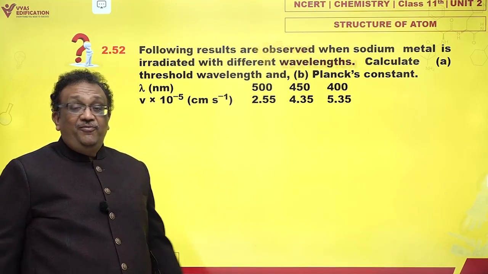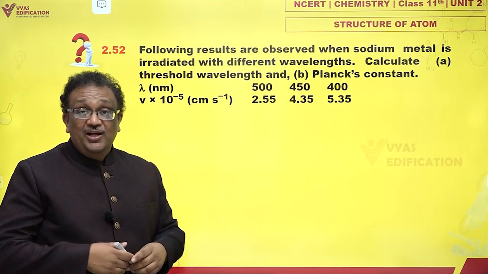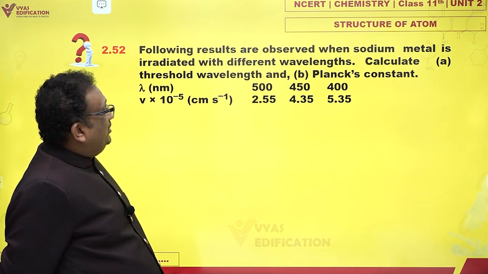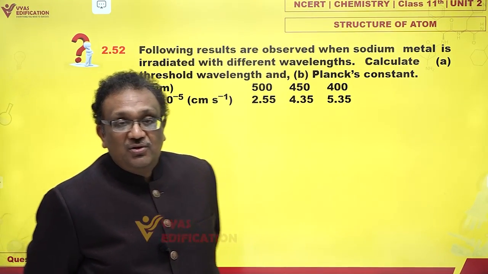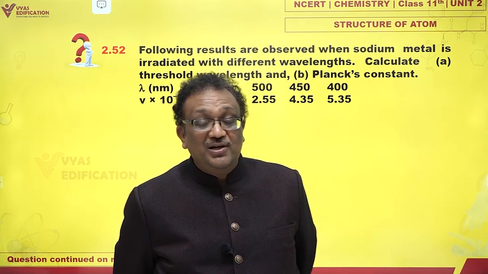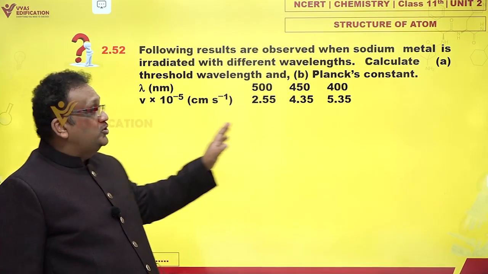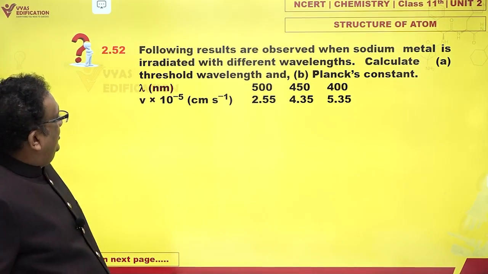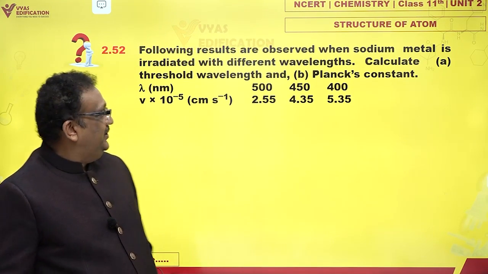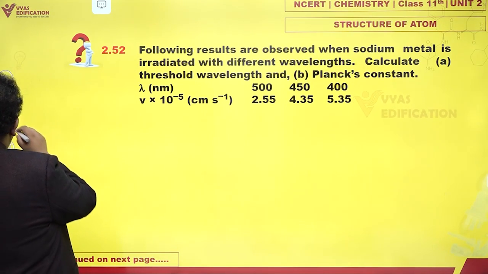One more question from photoelectric effect, and that says, the following results are observed when sodium metal is irradiated with different wavelengths. Fascinating. Calculate the threshold wavelength and, oh my God, the Planck's constant. Actually, this is also how Planck's constant was experimentally estimated. I'm given incident radiation wavelengths, and I'm also given the kinetic energies of ejected photoelectrons. Well, how do we do this? KE max, we know that.